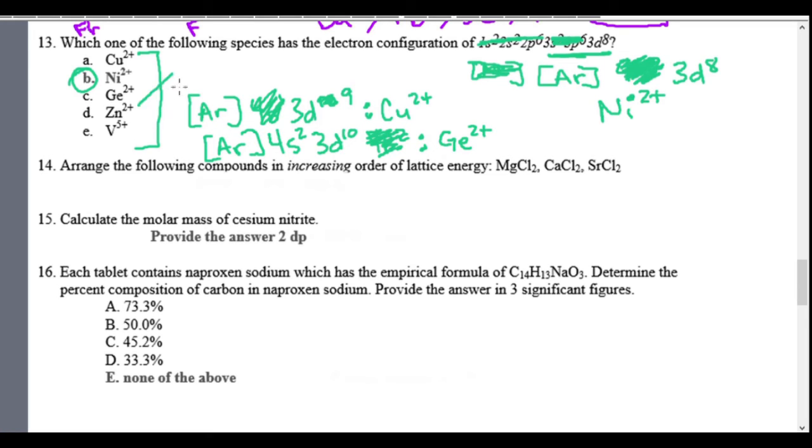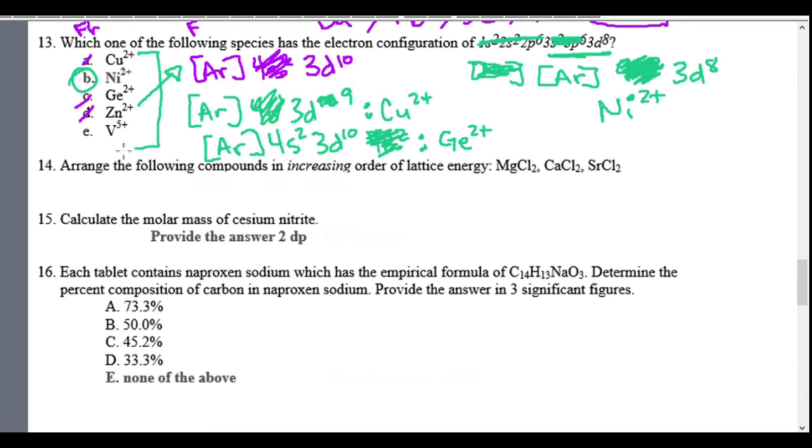Zinc 2+. Let's do it in a different color as well, just for clarity. Zinc 2+ would normally look like argon, or zinc by itself, I'm sorry, 4s2, 3d10. Well, if we have the 2+ charge on that, that gets rid of this, so it'd be argon 3d10, which isn't what we have, 3d8, right?